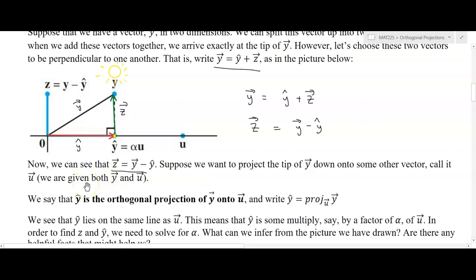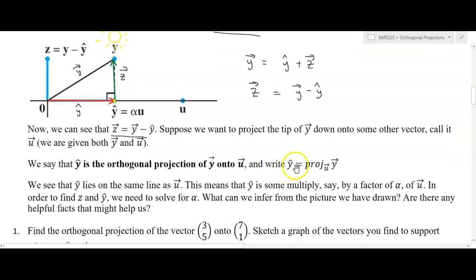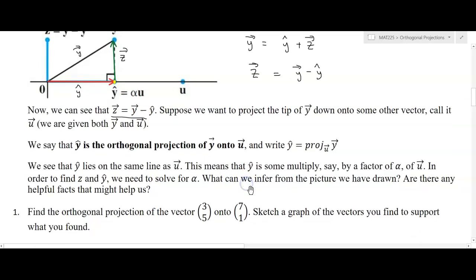First of all, we see that y hat is the orthogonal projection of y onto u. So there's y, and y hat, which is this red vector, is the projection of y onto this vector called u. And we write that as y hat equals the projection of y onto u. We see that y hat, that vector, lies on the same line as u does. So if I'm given u and I'm not given y hat, then all I can say is that y hat is a constant multiple of u. They're on the same line, and if two vectors are on the same line, they're scalar multiples of each other. This means that y hat is some multiple, say by a factor of alpha, of u.